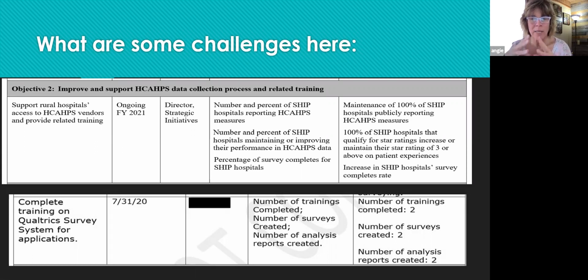We want hospitals that qualify for star ratings, which was a great catch by whoever wrote this one, because as we've seen on that first slide example, you may not qualify for a star rating. If they do, they are 3 or above. And then increase the SHIP hospital survey complete rate. So is there anything that you can see that you might suggest doing differently to measure and look at data and available data to do this?